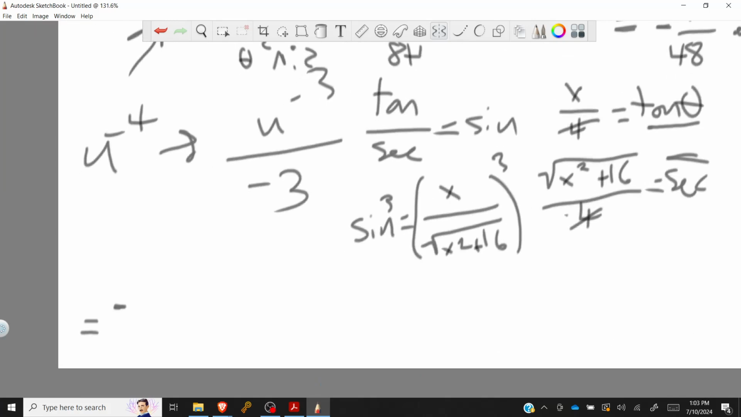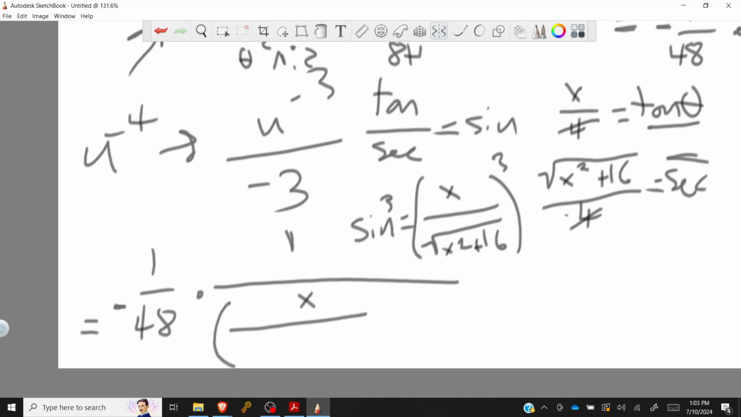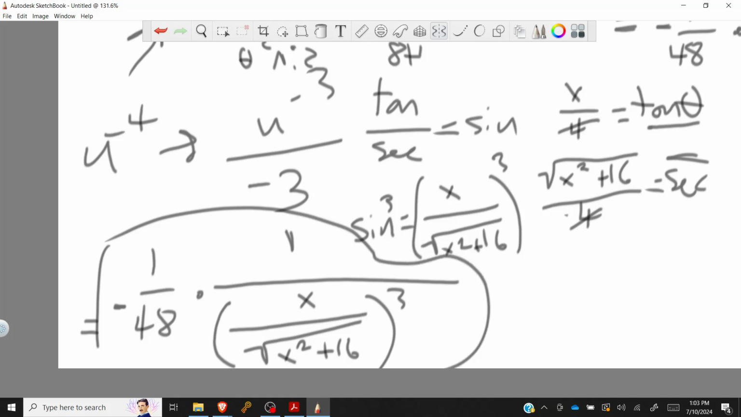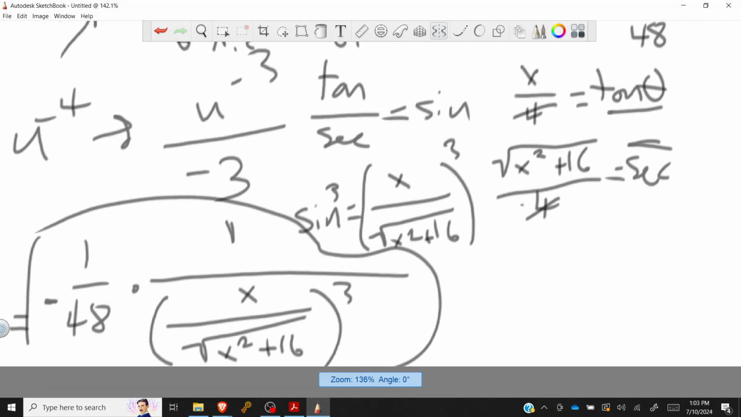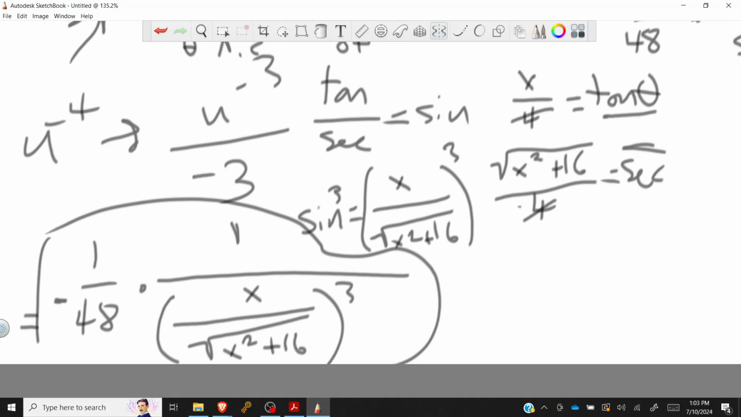We're going to have negative 1 over 48 times 1 over x over square root x squared plus 16. This is cubed. So I mean, this is our answer, but I'm going to simplify it just because it looks kind of ugly right now. And trying to insert that into an online exam might screw you up. It would suck if you got the answer right and you only got the question wrong because you didn't input it correctly. So let's simplify this just a little bit.